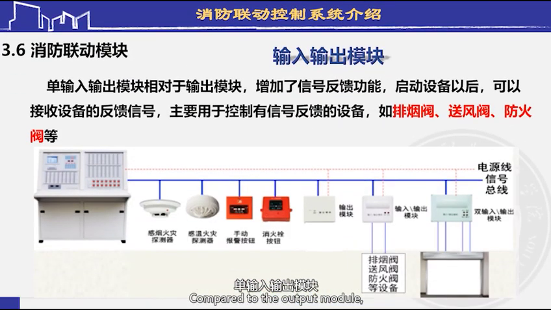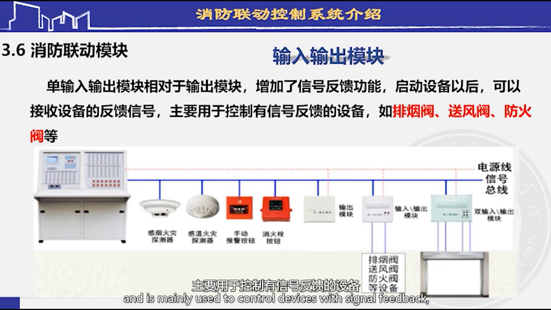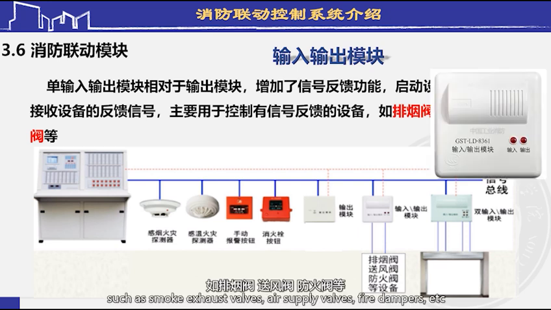Compared to the output module, the single input or output module has added a signal feedback function. After starting the device, it can receive feedback signals from the device and is mainly used to control devices with signal feedback, such as smoke exhaust valves, air supply valves, fire dampers, etc.